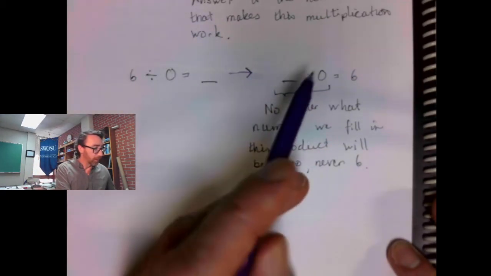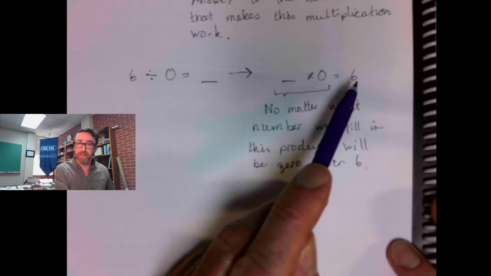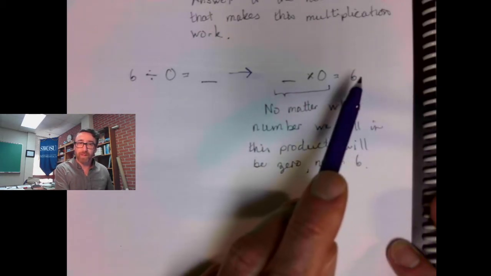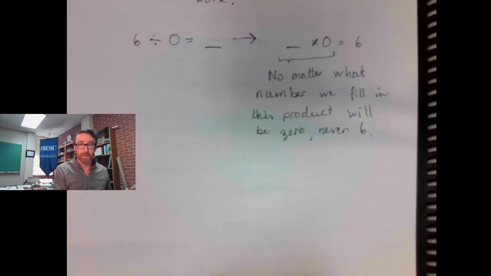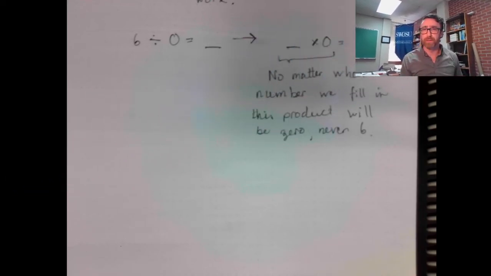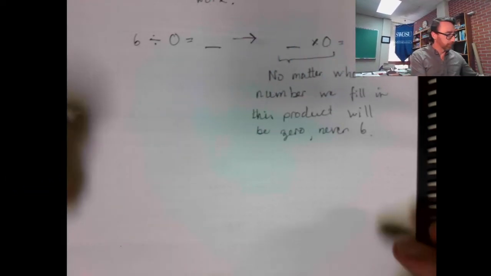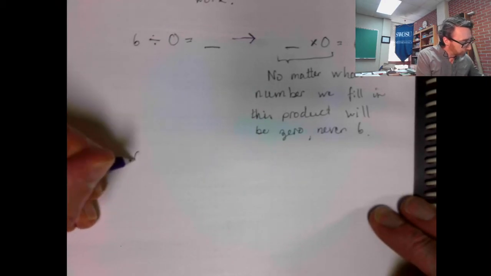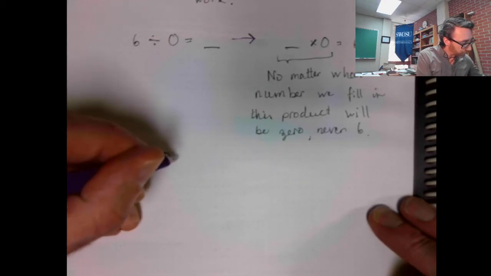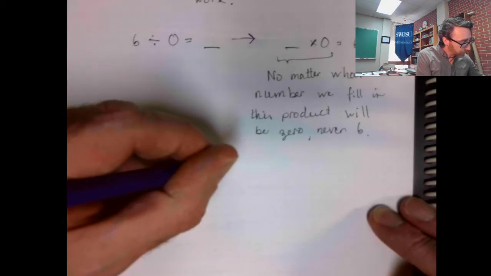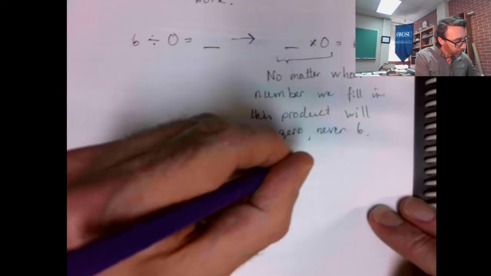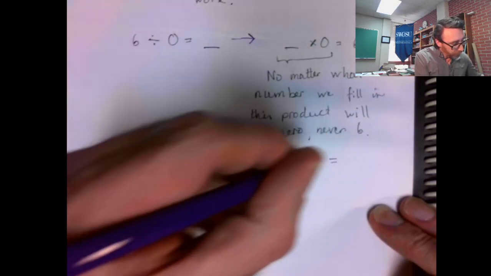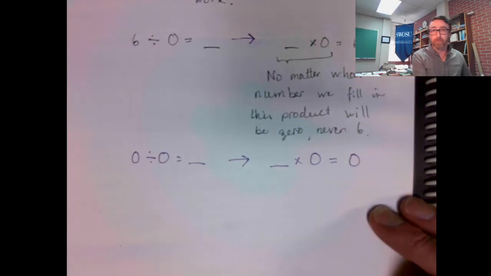Now, you might say, okay, well, the problem here is that's a 6. What if that were a 0? Then we could make it true, right? So let's look at what happens there. 0 divided by 0 equals blank. So go to the missing factor interpretation. Blank times 0 equals 0.